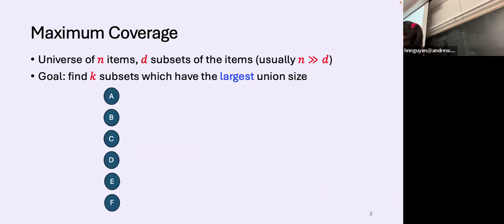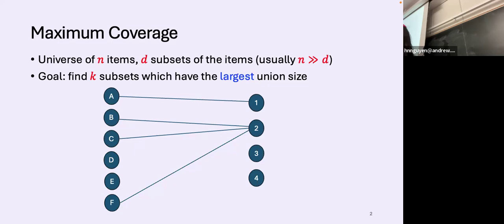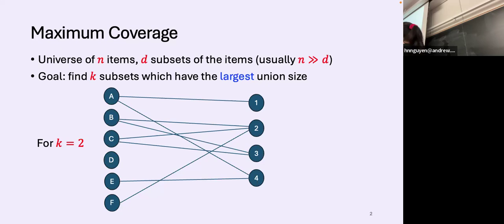So if we see it, we can have items, for example, on the left, our subsets on the right. Item A is in subset 1, items B, C, and F are in subset 2, and so on. Let's say k is equal to 2. What is the right answer here? We can see that it's subsets 2 and 4. I've picked 2 subsets, and actually I've covered every single item that can be covered in this instance. D cannot be covered by anything. Cool.